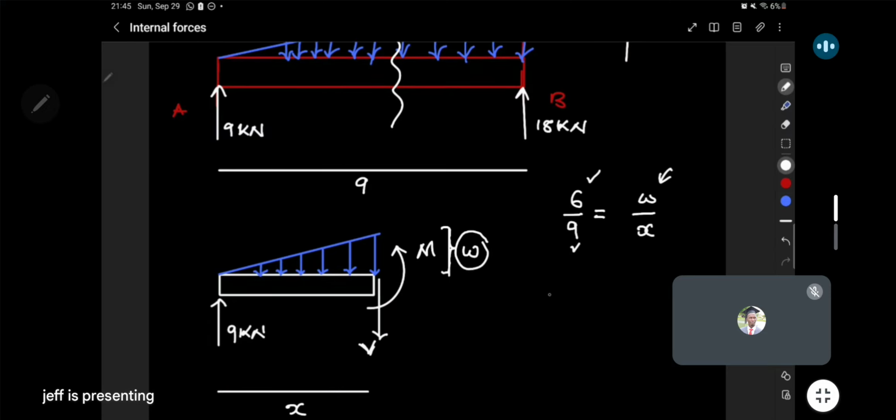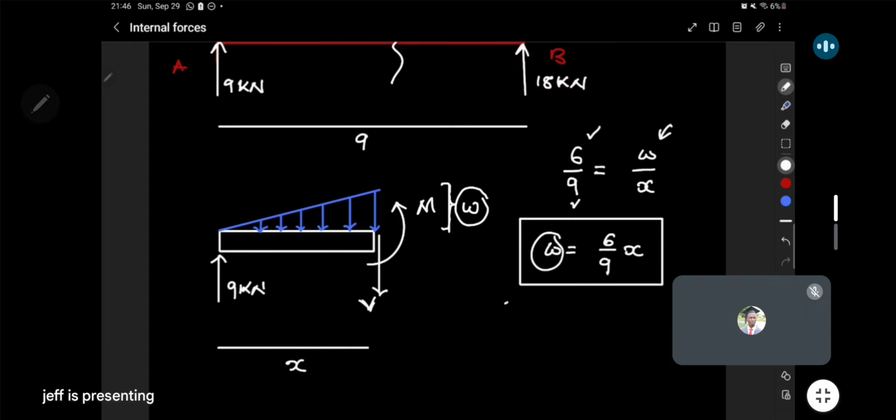From here, we see that the load is not going to have a fixed value. But the expression for the load will depend on what x is. This will be the expression that tells us the load distribution. It's going to be 6 over 9x. And when we simplify this, we get 1 over 3x.